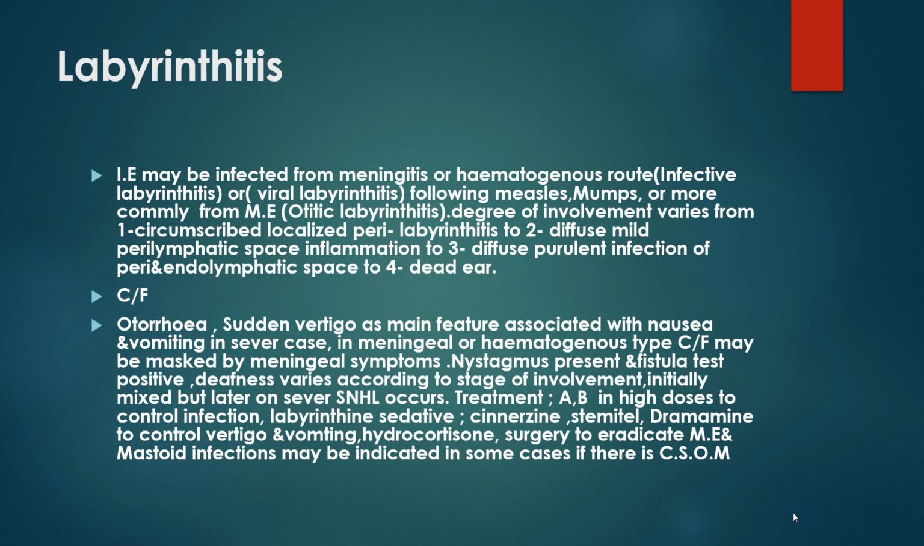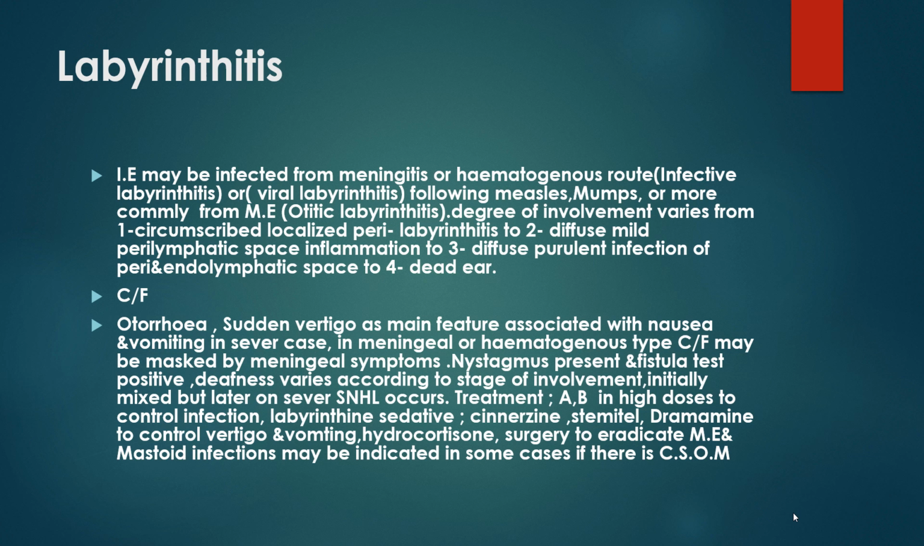Clinical features: we have otorrhea. Sudden vertigo as a main feature is associated with nausea and vomiting in severe cases. In the meningeal or hematogenous type, the clinical features may be masked by the meningeal symptoms. Nystagmus is present, and the fistula test is positive. For the fistula test, we apply alternate positive and negative pressure to the tragus or the external ear canal. The patient will get vertigo, or sometimes nystagmus.